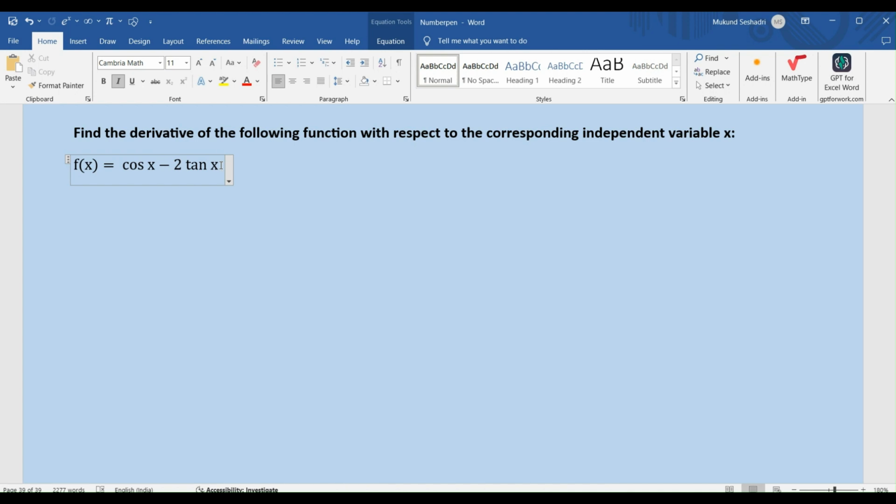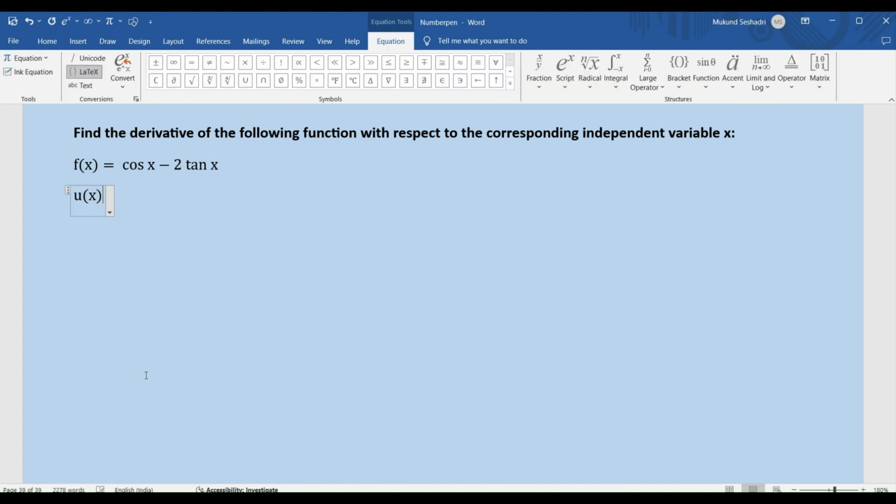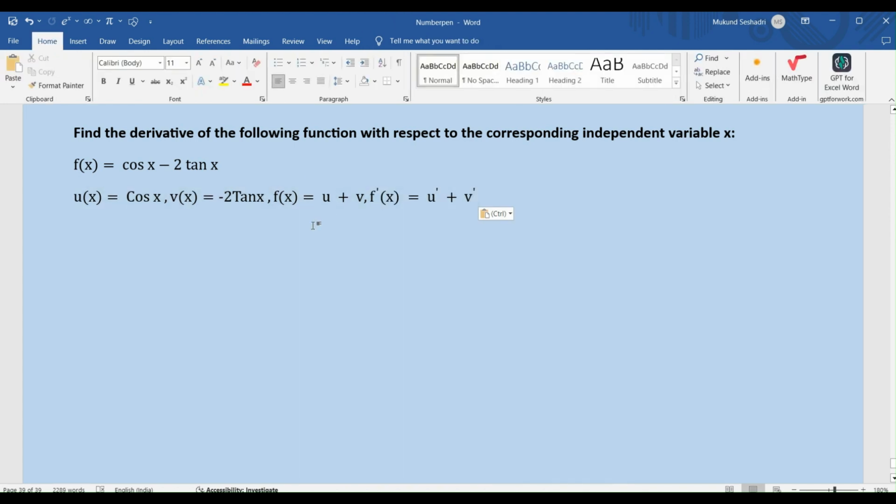u and v. And my u of x is cos x, my v of x is minus 2 tan x, right? And so my f of x is nothing but u plus v. And therefore, my f dashed is u dashed plus v dashed, right? I know my u dashed because my u of x is cos x. My u dashed is minus sine x.